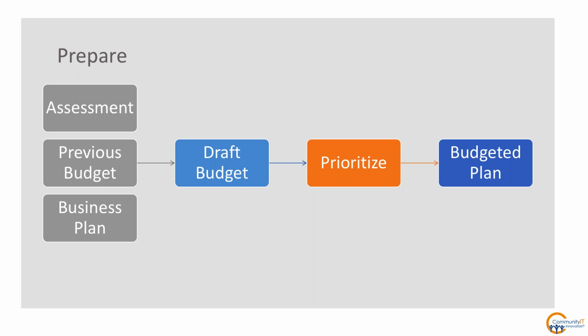And the next step then, once you have your draft budget and once you get your feedback from senior leadership, is to prioritize. Now, to be effective, prioritizing also requires collaboration with the rest of the organization, especially with senior leadership and other key stakeholders. And finally, once you've prioritized all of the items in your budget, then you have the finalized budget, which can now also serve as the basis for a plan, an IT plan for the coming year.